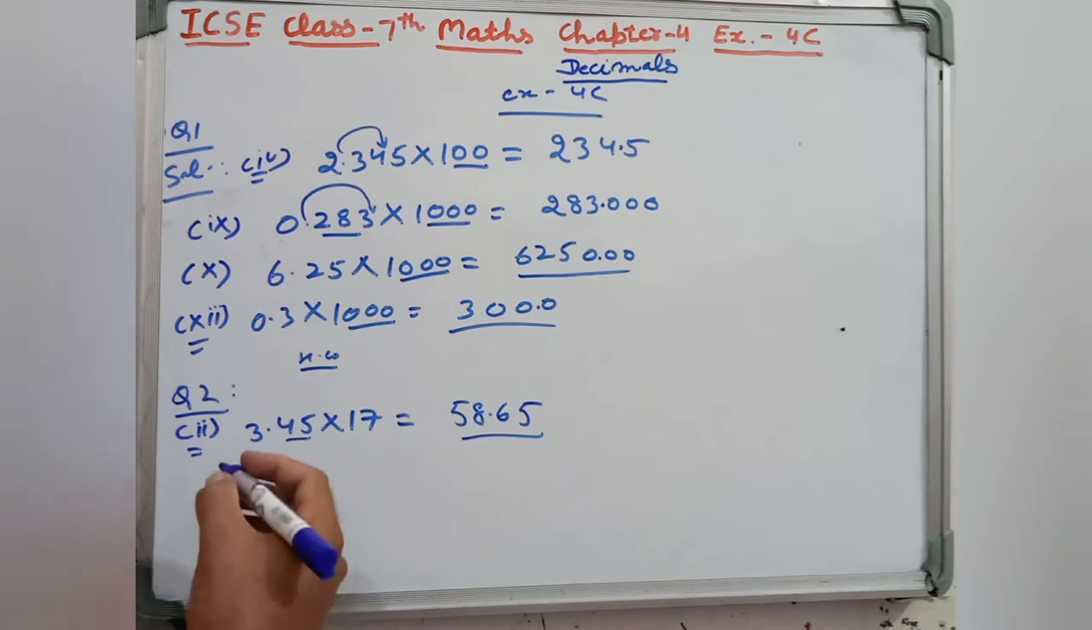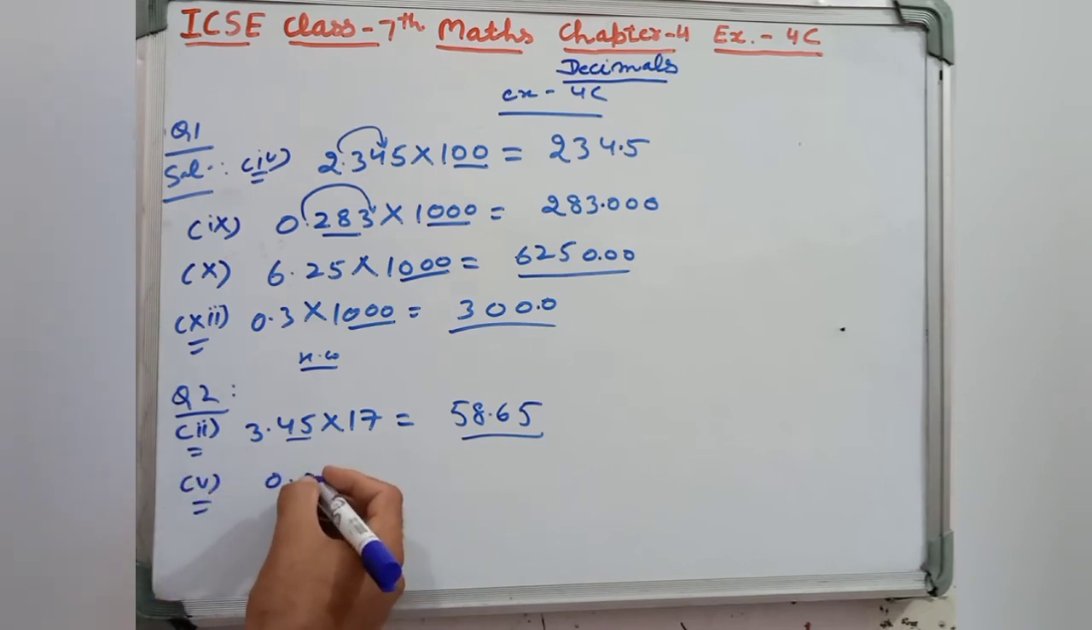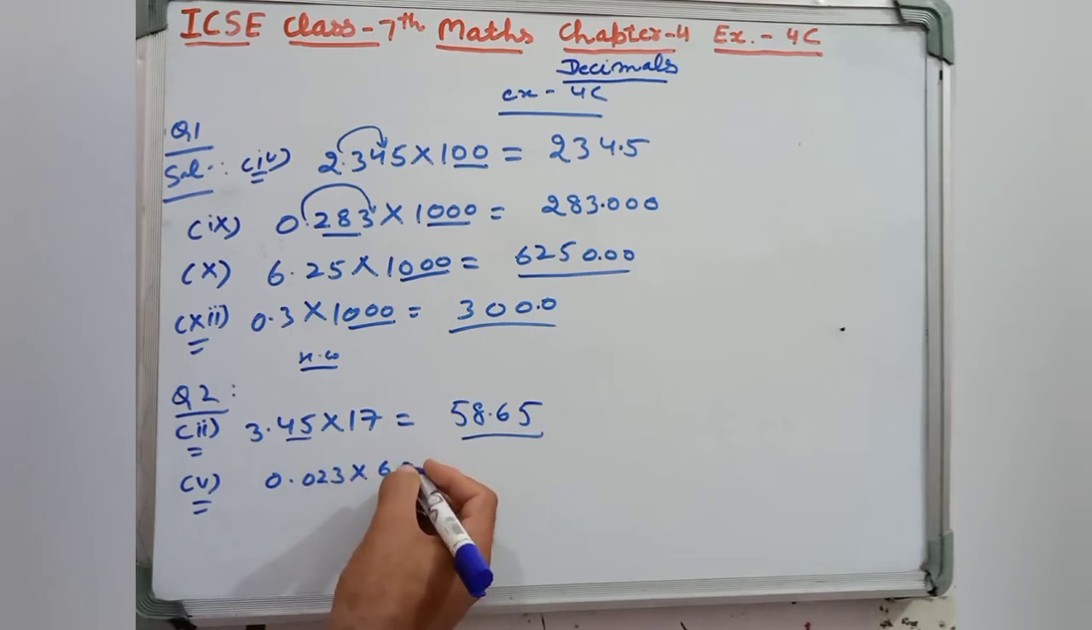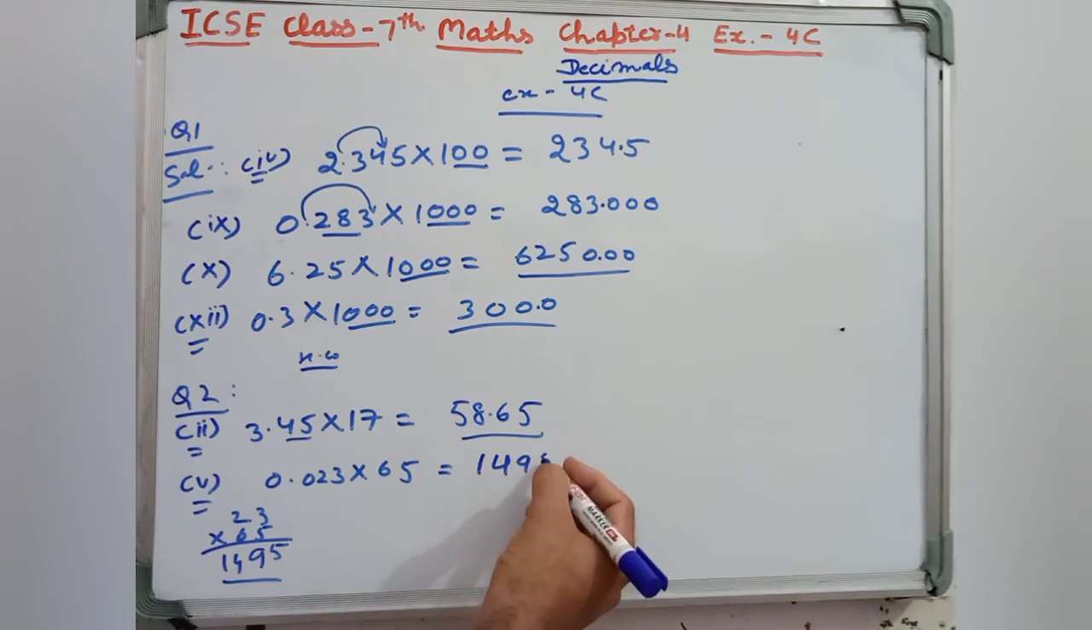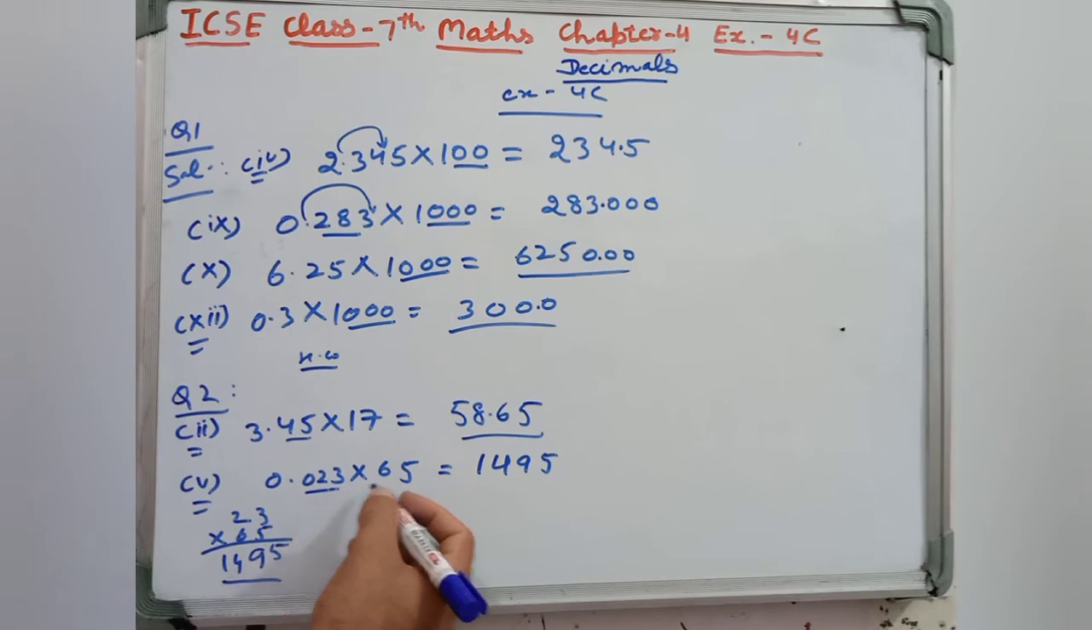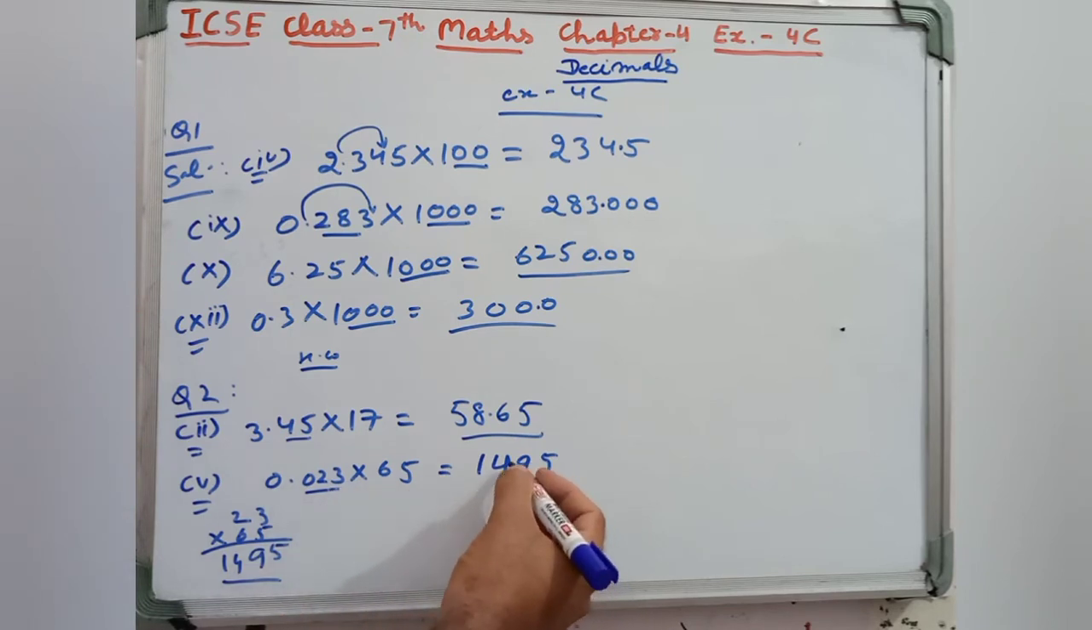Now, for fifth of question second, 0.023 has to be multiplied with 65. So 2, 3, 65, multiply, do this. 5 times 3 are 15. 1, 5. 5 times 2 are 10 plus 1, 11. 1, 6 times 3 are 18 plus 11, 29, 9 here. 6 times 2 are 12 plus 2, 14. 1, 4, 9, 5. So our answer is 1, 4, 9, 5. Now we have to put decimals. 3 decimal places are here, so count from right to left, 1, 2, 3. 1.495 is our answer, right students?